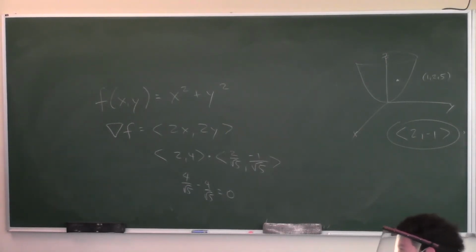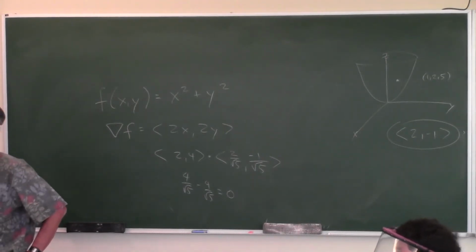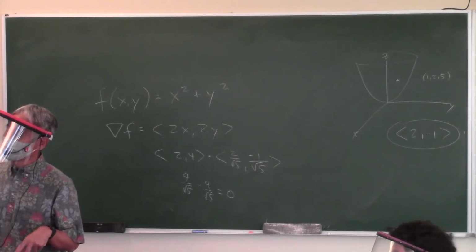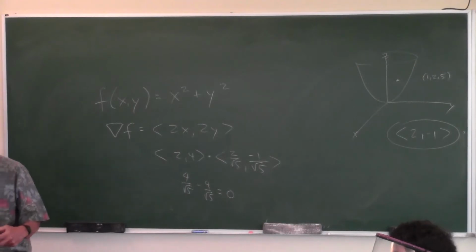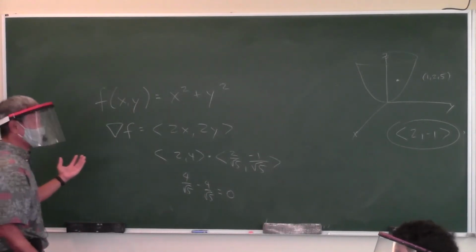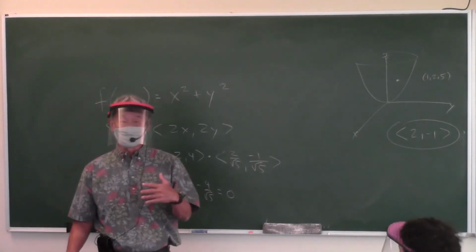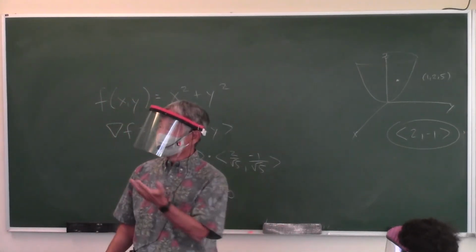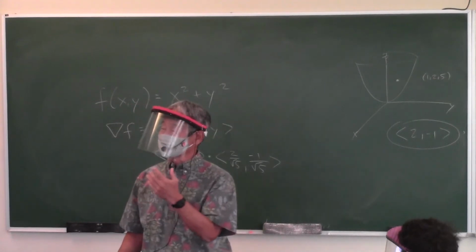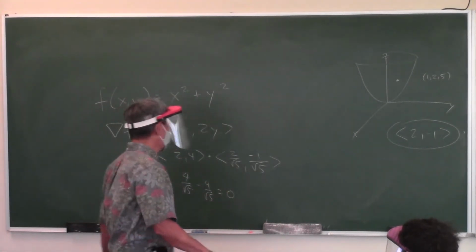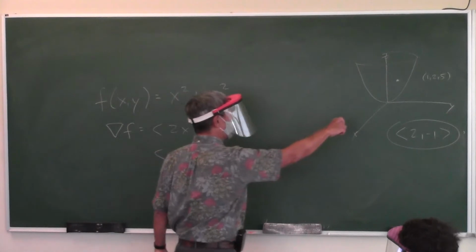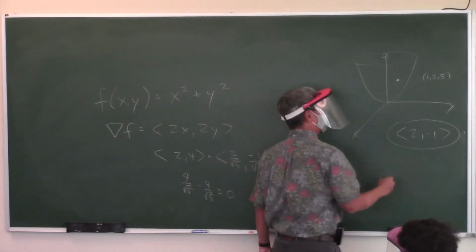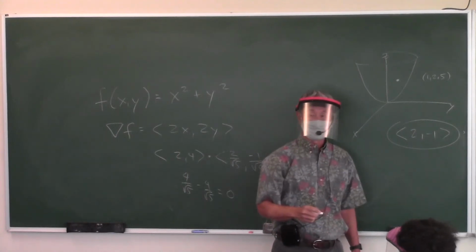Anyway, it says a differentiable function f increases most rapidly in the direction of the gradient and decreases most rapidly in the opposite direction. So like if you are on a surface, what is the path of steepest descent or steepest ascent? Well, it increases most rapidly in the direction of the gradient. So for this paraboloid right here, here is the point 1, 2, 5. What is the path of steepest ascent?